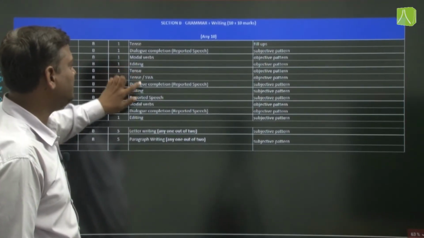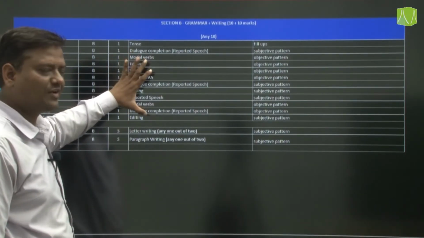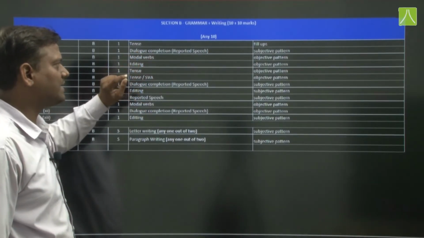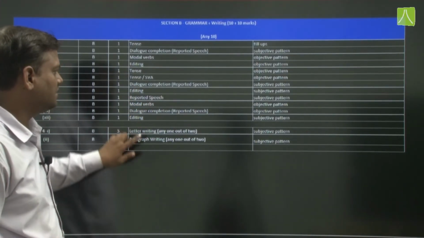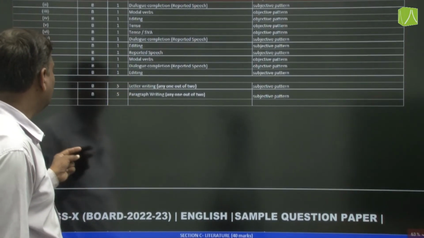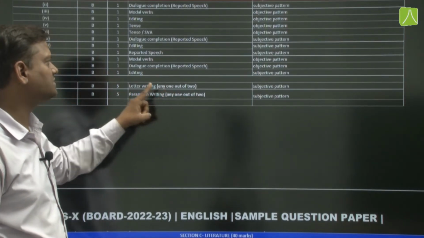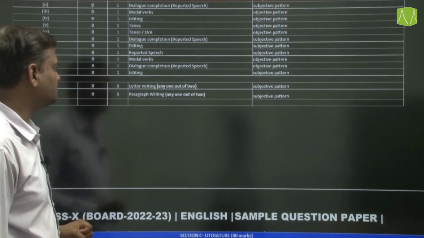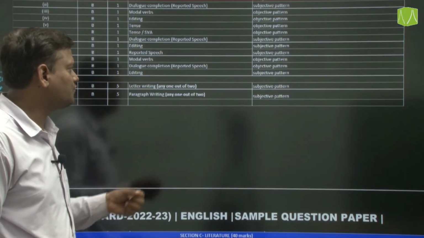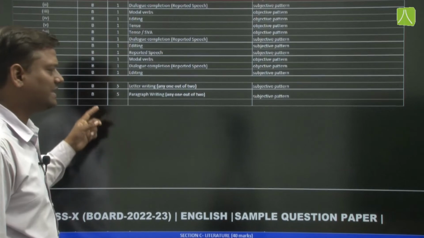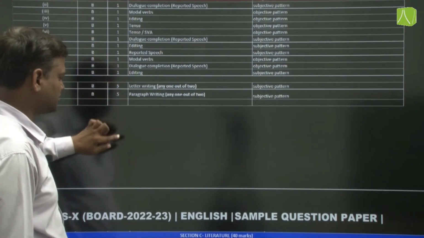Then we have section B, the grammar and writing section. In grammar there will be a total of 12 questions, in which we are to attempt any 10, and the total weightage is 10 marks. Then we have the writing section. In the writing section we have the question of letter writing, 2 questions of letter writing will be given, we are to answer any one, and the weightage is 5 marks. Then we have the question of paragraph writing, 2 questions of paragraph writing, out of which we are to attempt any one, and the weightage is 5 marks. So 5 plus 5, 10 marks for the writing section and 10 marks for the grammar section.